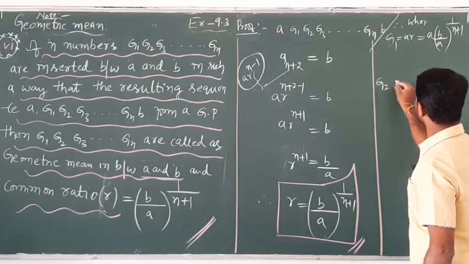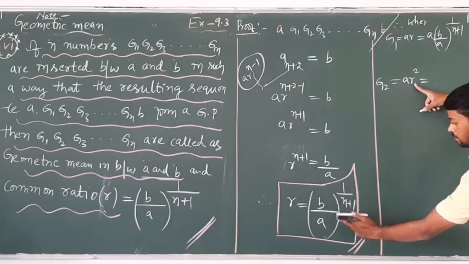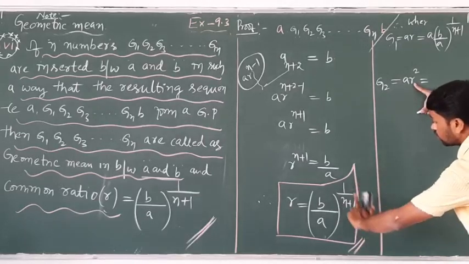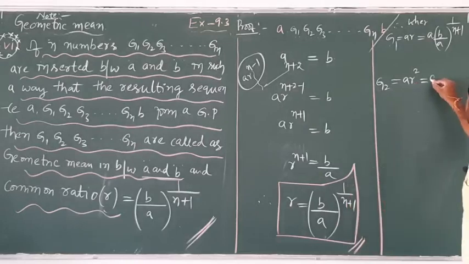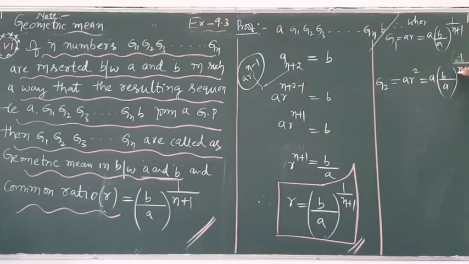Similarly, G2 is equal to AR square. What is our value? A into (B by A) whole power of 1 by n plus 1, into whole power of 2, that is A into (B by A) whole power of 2 divided by n plus 1. Therefore G2 is A into (B by A) whole power of 2 by n plus 1.